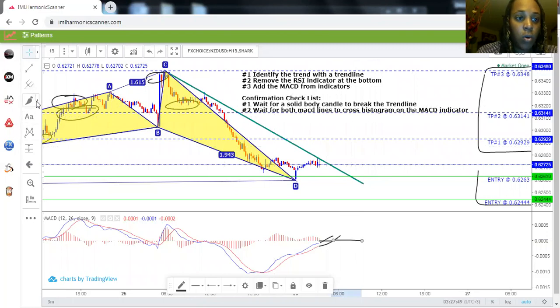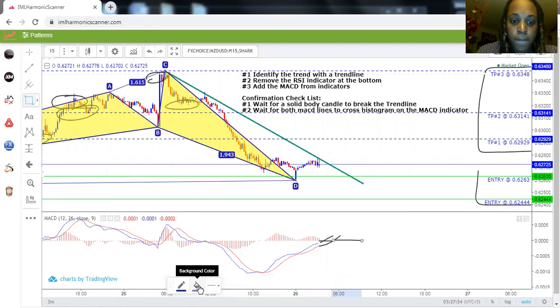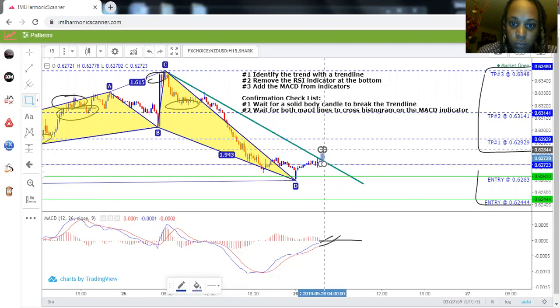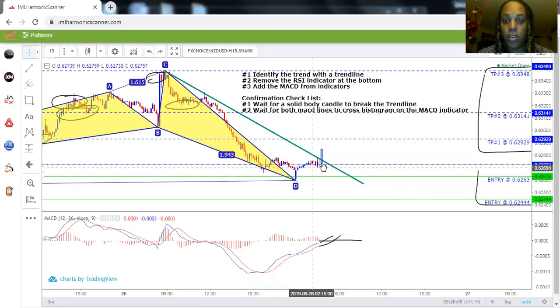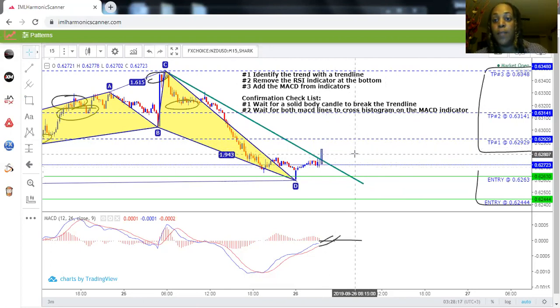What does that look like, coach? Let me show you, right? That's what we want. This is the visual. You need a solid body candle breaking and closing. So by closing, I mean if this candle is still active within its 15 minutes, then you need to wait for the 15 minutes to run out.